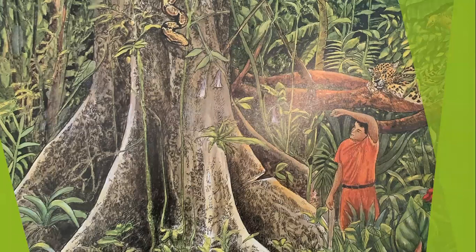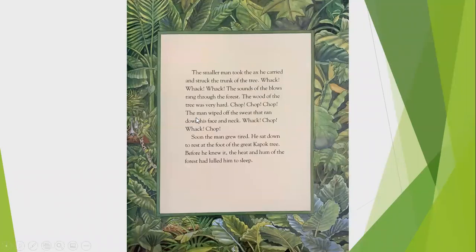Here they are. Here's the man and the great kapok tree right there. The smaller man took the axe he carried and struck the trunk of the tree. Whack! Whack! Whack! The sounds of the blows rang through the forest.